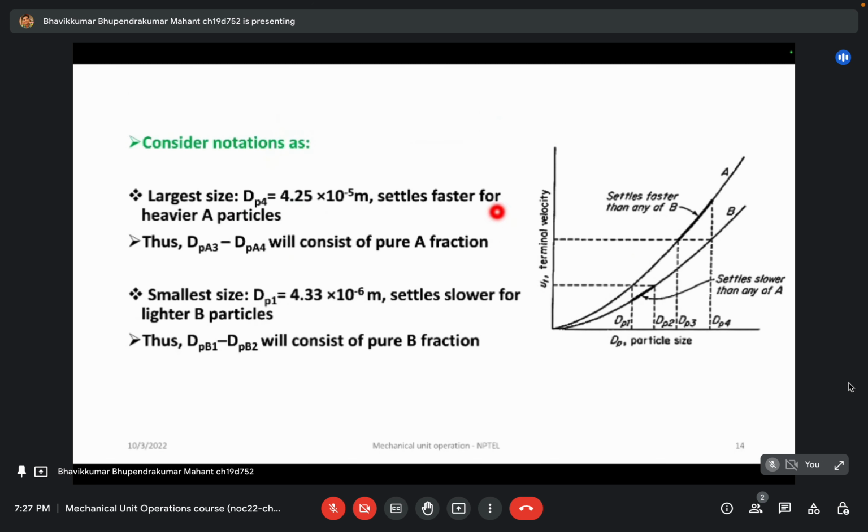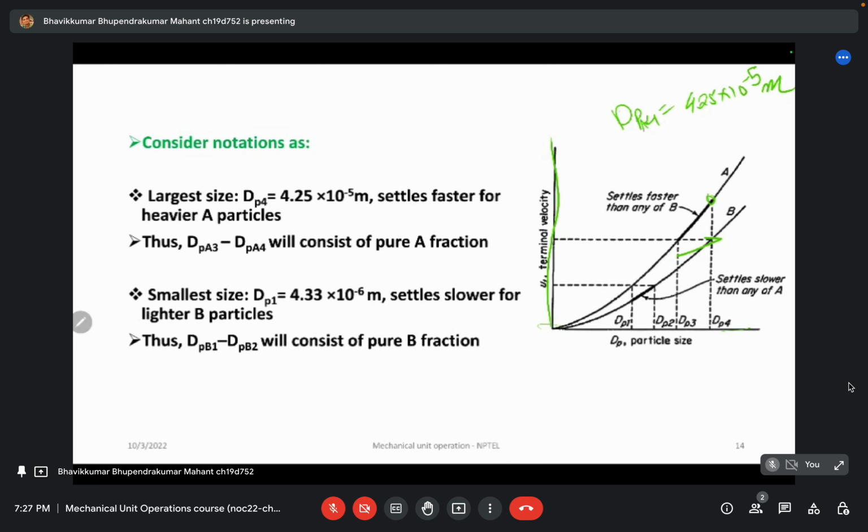So we consider this terminal velocity versus particle size graph. You can consider this as our heavier particle, which settles faster. Then if we consider the largest particle size, which we mentioned as 4.25 into 10 to the power minus 5 meter, we consider it as dpa4, because it is for a.